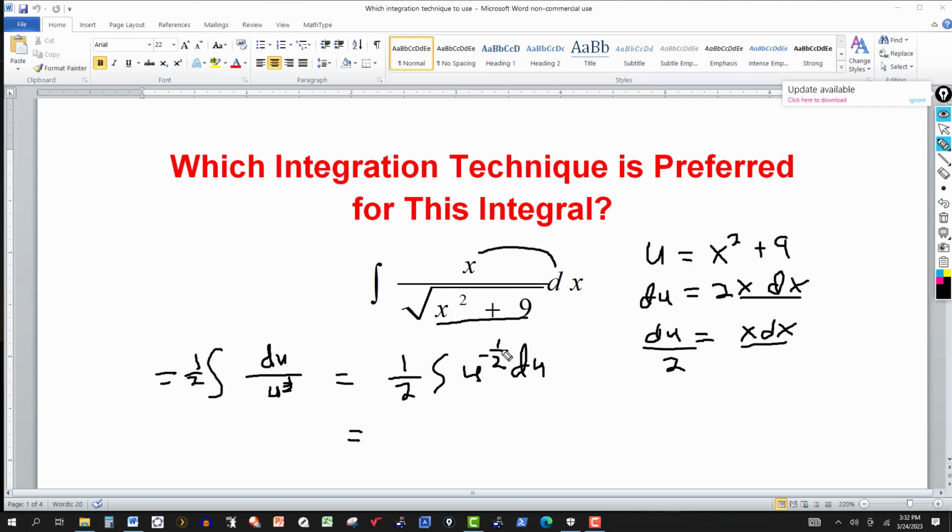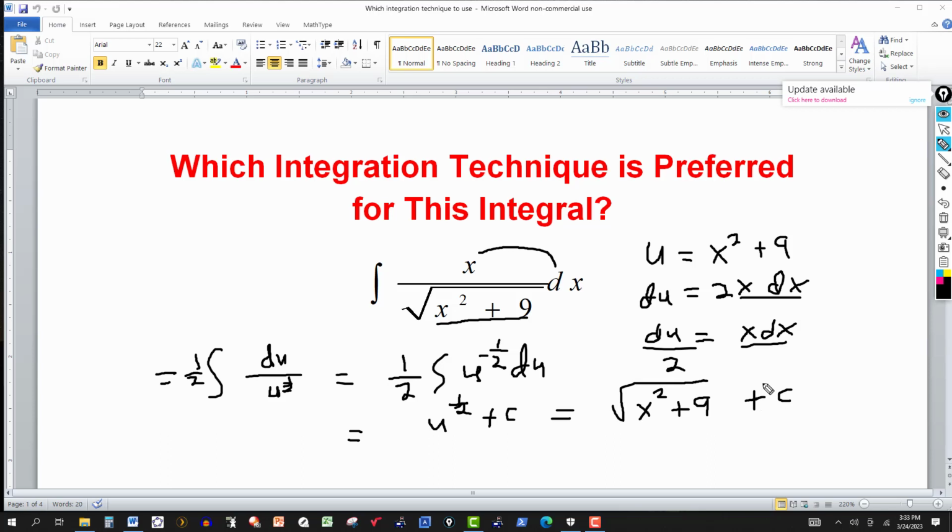Adding 1 to the exponent here gives you 1/2, and then dividing the coefficient by 1/2, the 1/2 cancels, so I get u to the 1/2 power plus the constant of integration. Convert back to the original variable, and of course u is x squared plus 9. So I could write this as x squared plus 9 to the 1/2, or I can put it back in terms of radical plus c. And that's the easy way to solve this one.